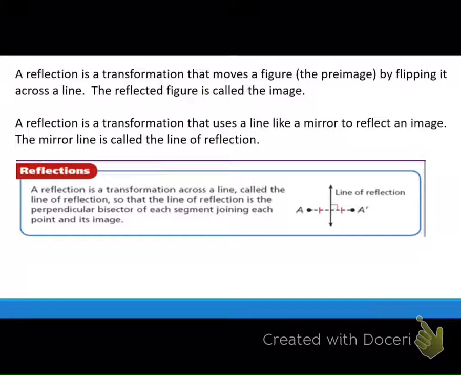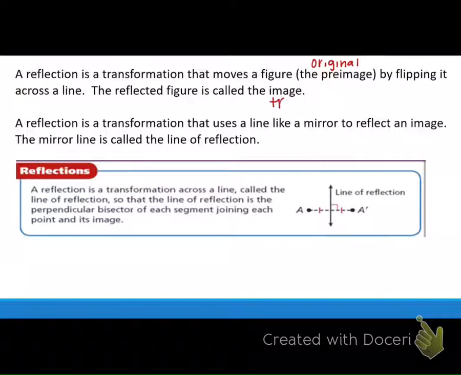So a reflection is a transformation that moves a figure, the pre-image, by flipping it across a line. The reflected figure is the image. Remember I was saying the original and the transformation in the last one? So the pre-image is the original, and the image is the transformation.